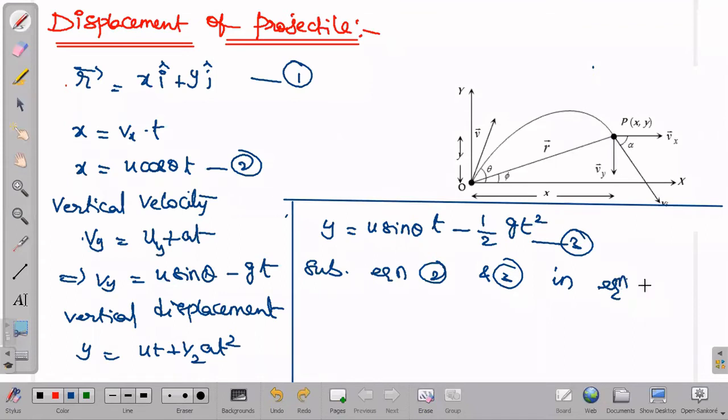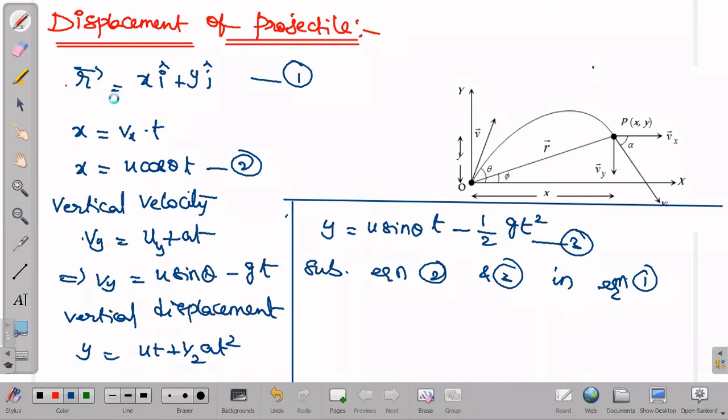In equation 1, if I substitute. So equation 1 is what? x i plus y j. Equation 2 is what? x = u cos theta into t, and equation 3 is y = u sin theta into t minus half g t square. This I will use in the next equation. So r bar is equal to, what do we get?